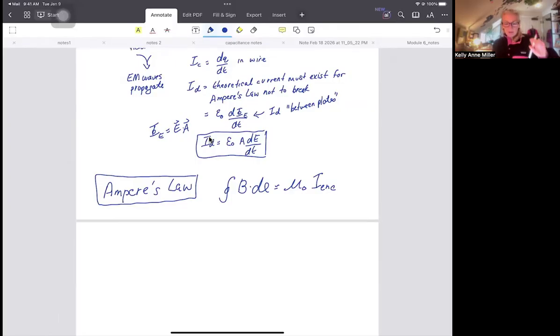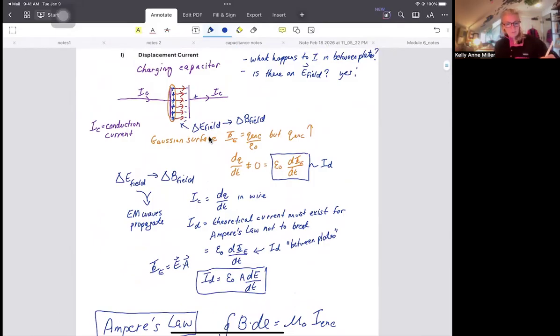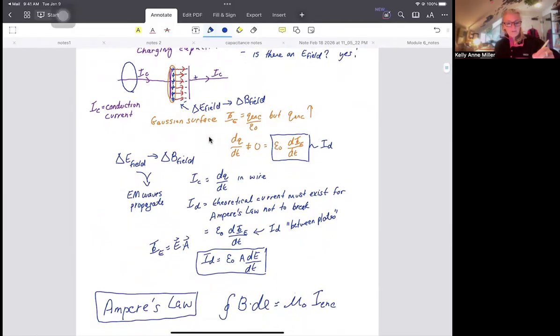If you draw an Amperian loop around this part of the wire, out here, the I enclosed is the conduction current. However, if you draw a loop around this part, then the I enclosed is the displacement current.